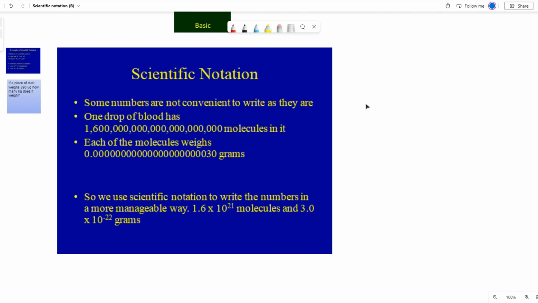So today we're going to take a look at, if you have one of these really large numbers or really small numbers, how to write them in a much more convenient way so that you lessen the chance of accidentally putting in an extra zero or leaving a zero out.